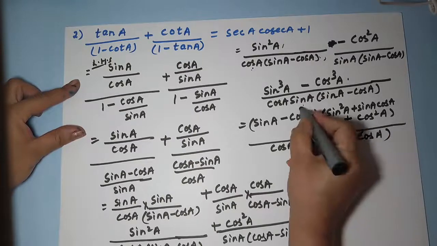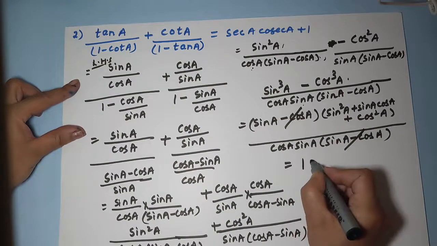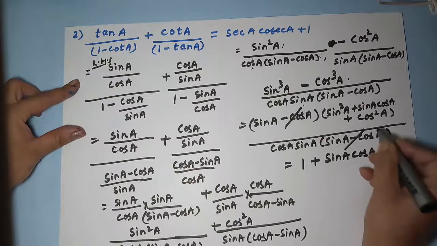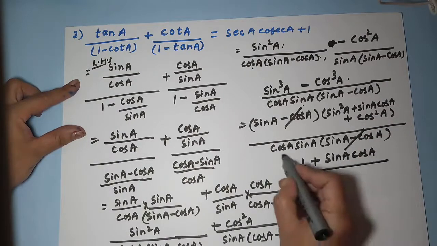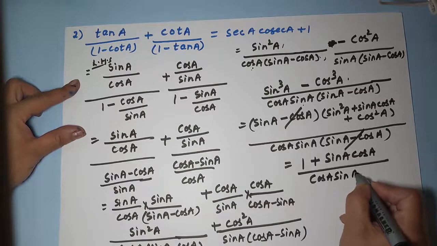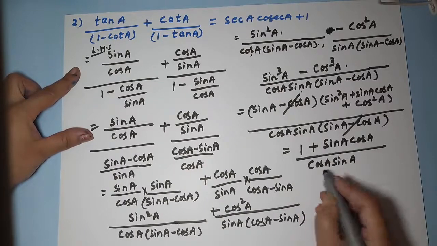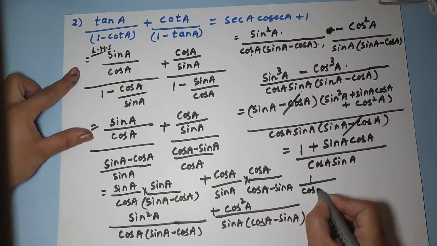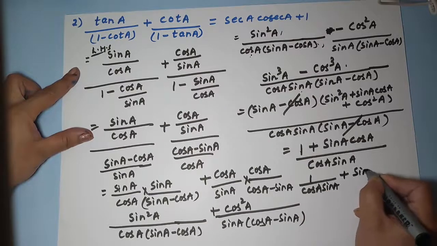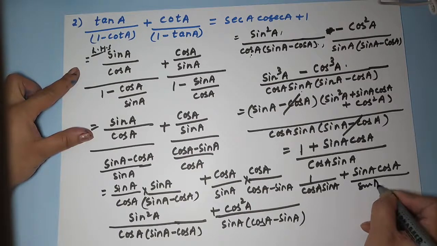Now this and this will go. Sine square A plus cos square A is 1, plus sine A cos A, divided by, I am only left with cos A sine A. Now if I split this and divide 1 by this and this by this, I will get 1 by cos A sine A plus sine A cos A divided by sine A cos A.